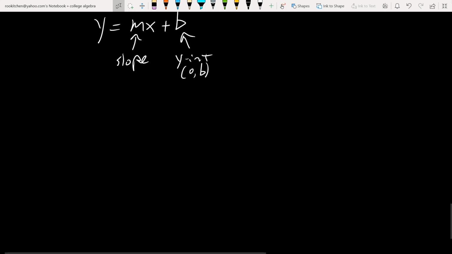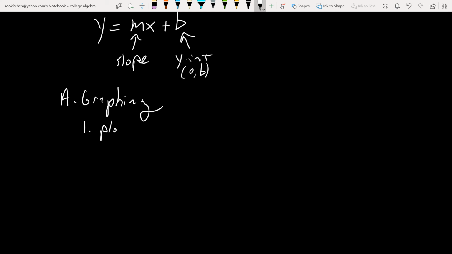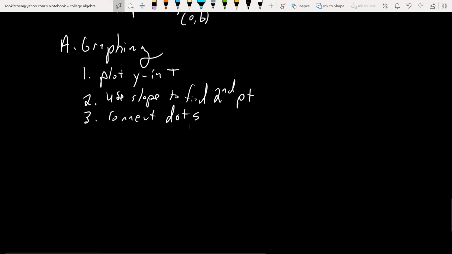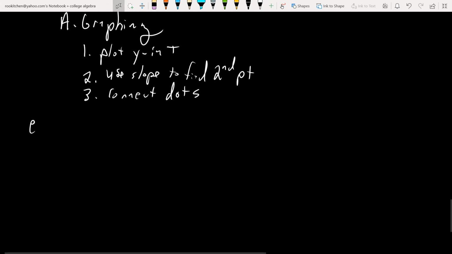Okay, if you're graphing these things, what you do is first plot the y-intercept, and then use the slope to get another point, and then connect the dots. Okay, so use slope to find the second point. And then connect the dots. Okay, so let's try 1 or 2 of those. An example.